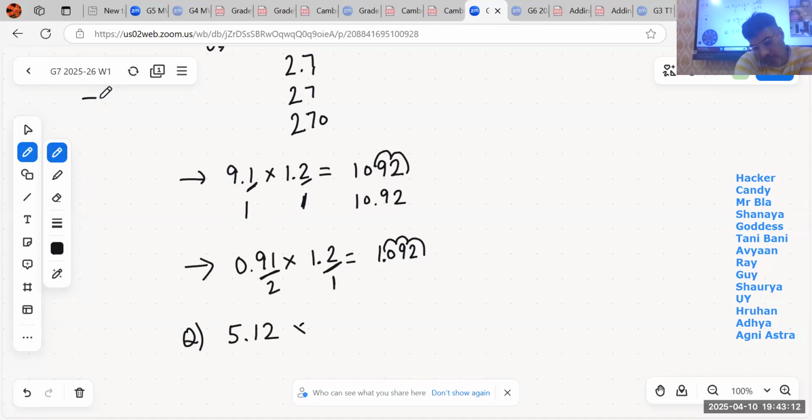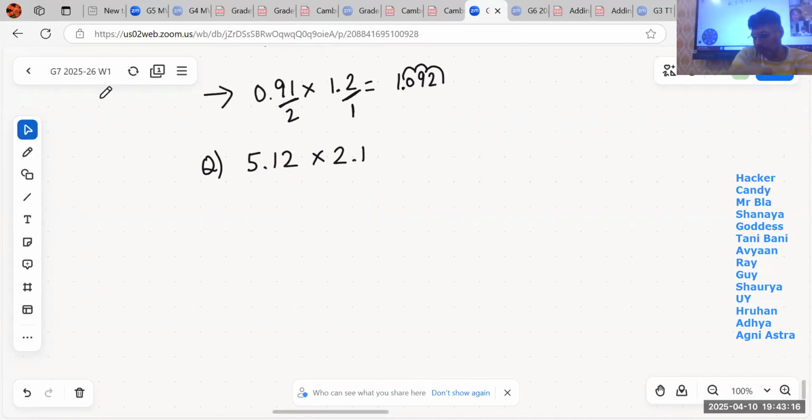5.12 multiplied with 2.1. Do it. And don't make mistakes in multiplication.